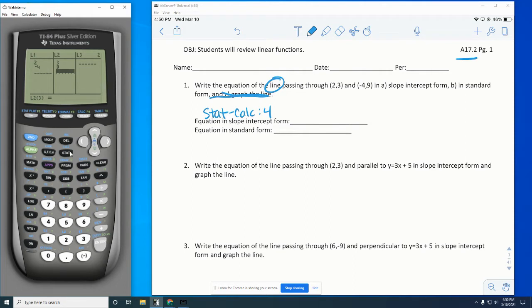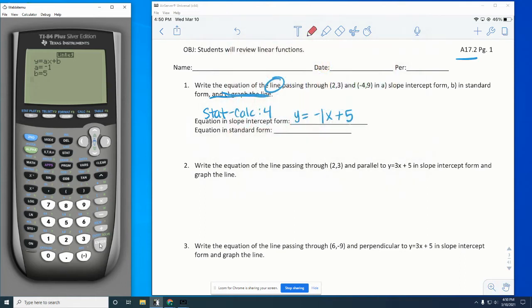From here, I click stat, scroll to calc, option 4, enter, and I get y equals -1x plus 5. You could also put -x plus 5.